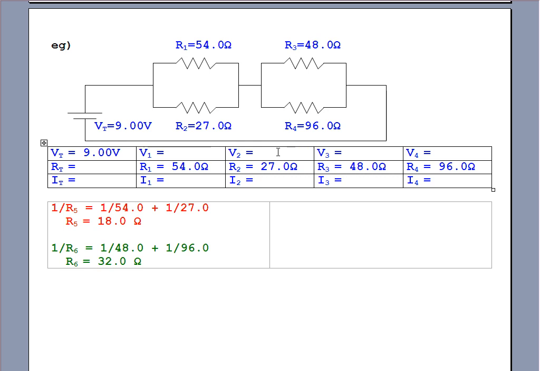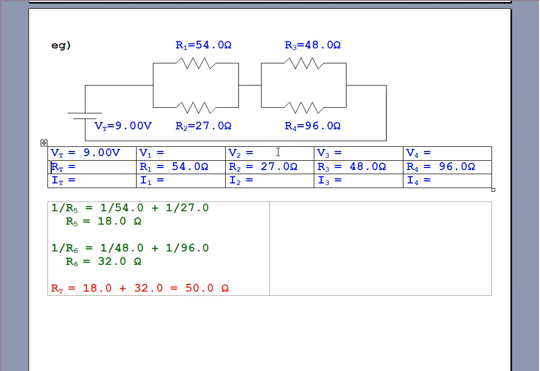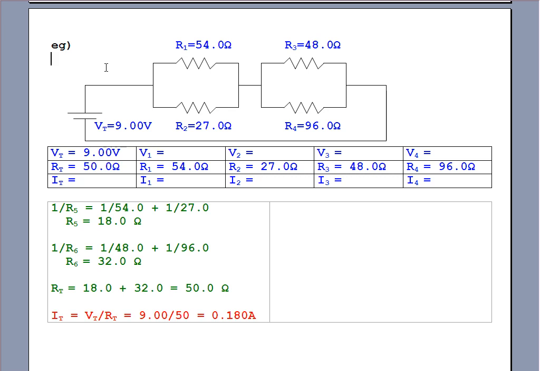So I now have one resistor that's 18 in series with a 32, and pretty quickly I get to the series addition of 50 ohms. And so far, I'm making good ground in my table here. I can sketch in my total resistance, no problem at all. That's 50 ohms, and I can even find the total current, 0.18 amps coming out of the battery. But then I'm absolutely stuck.